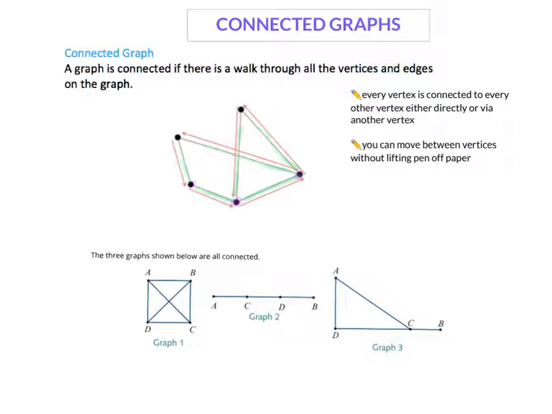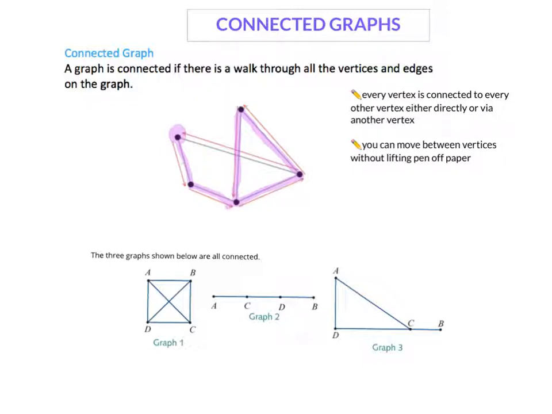So now we're going to look at if it's a connected graph. Now, it's a connected graph if you can go through all the vertices and edges on one graph. So if you can get to each of the vertex without lifting your pen. So if I start up here, I don't need to lift. I can get to all the vertices without lifting off my pen. So that is called a connected graph.